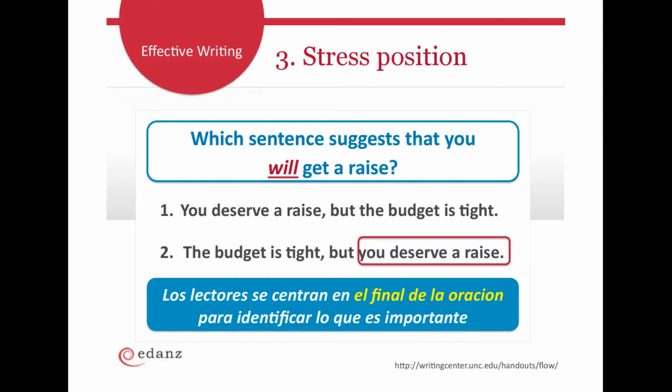The first one says you deserve a raise, but the budget is tight. The second sentence says the budget is tight, but you deserve a raise. And most people will agree the second sentence is the one that suggests that you will get an increase in your salary.